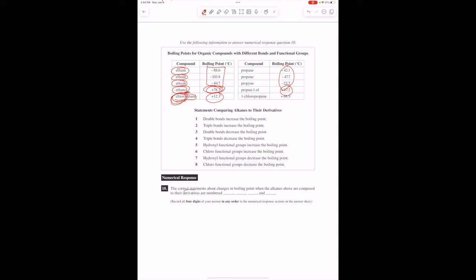Statement: the correct statements about changes in boiling point when alkanes, okay. Double bonds increase the boiling point. Is that true? Let's go look. Here, I'm going to just clean this mess up. Double bonds increase the boiling point.